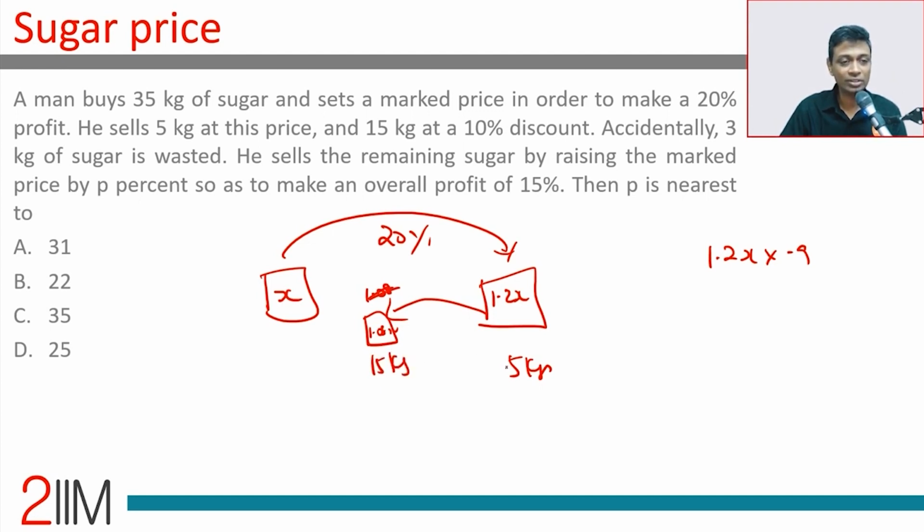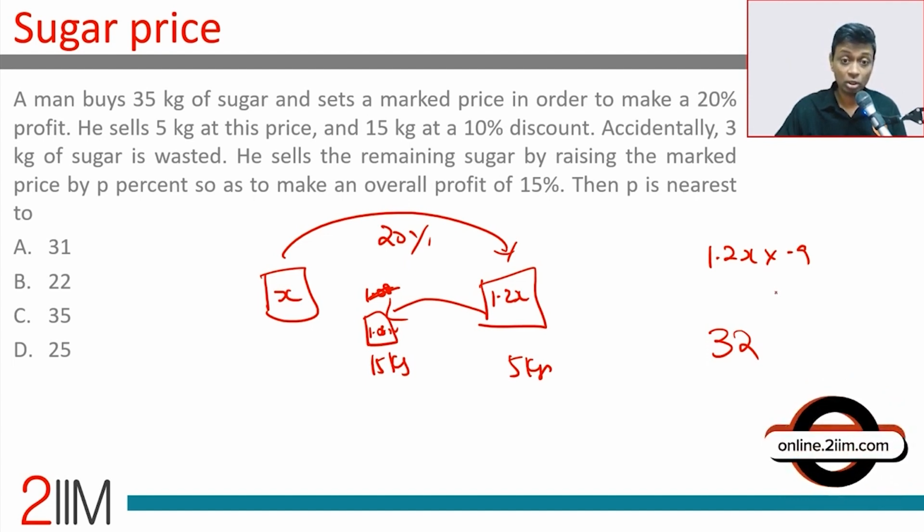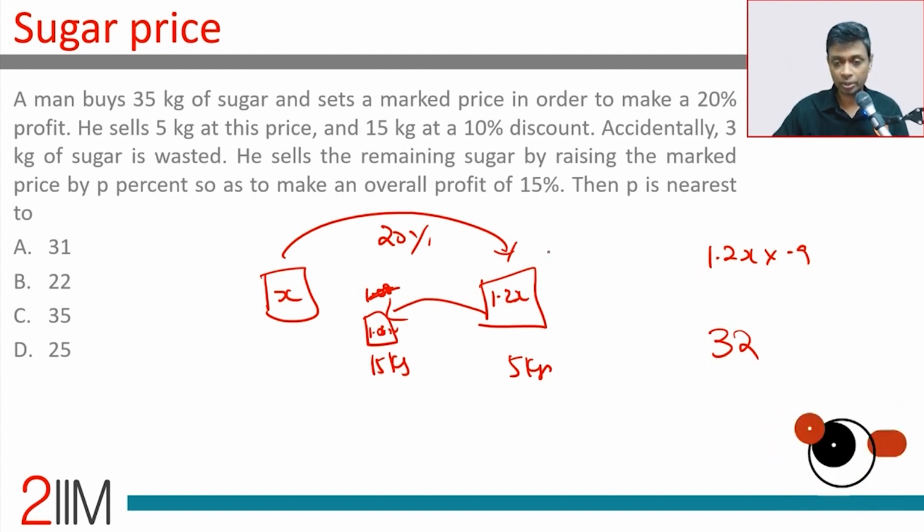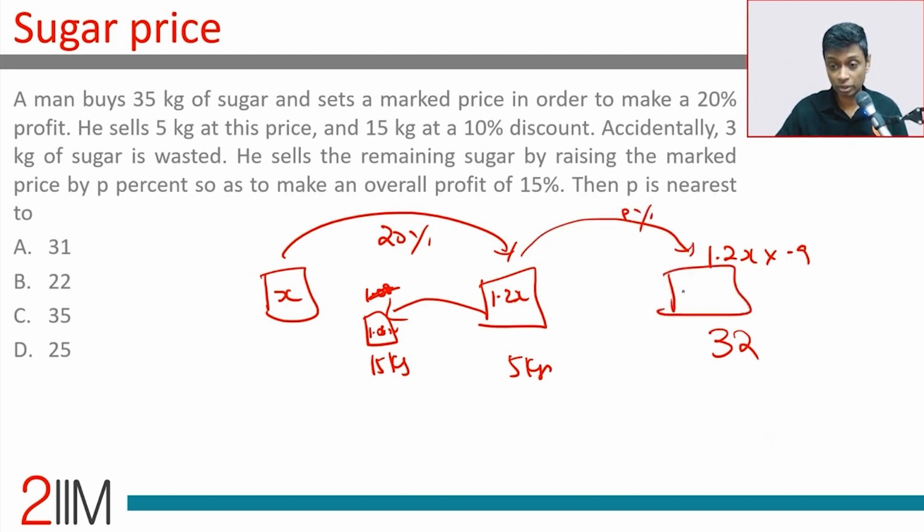Accidentally, 3 kilograms of sugar is wasted. Oh, so he manages to sell only 32. 3 goes away. He sells the remaining sugar by raising the marked price by P% so as to make an overall profit of 15%. He raises the marked price by P%. Gets to some price. He sells the remaining sugar at that price. So let's think about how much is remaining. 15 plus 5, 20 he has sold. Out of 35, 20 is sold. So 15 remaining. 3 gets wasted. So 12 kilograms. At some price.